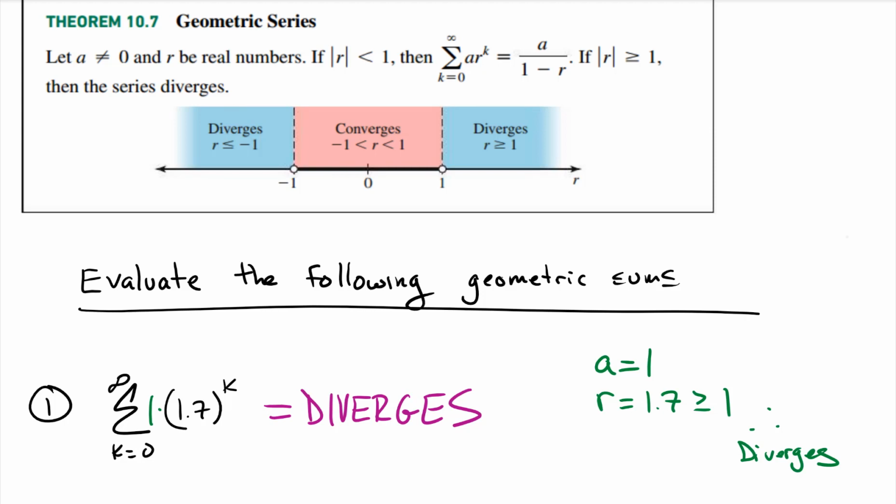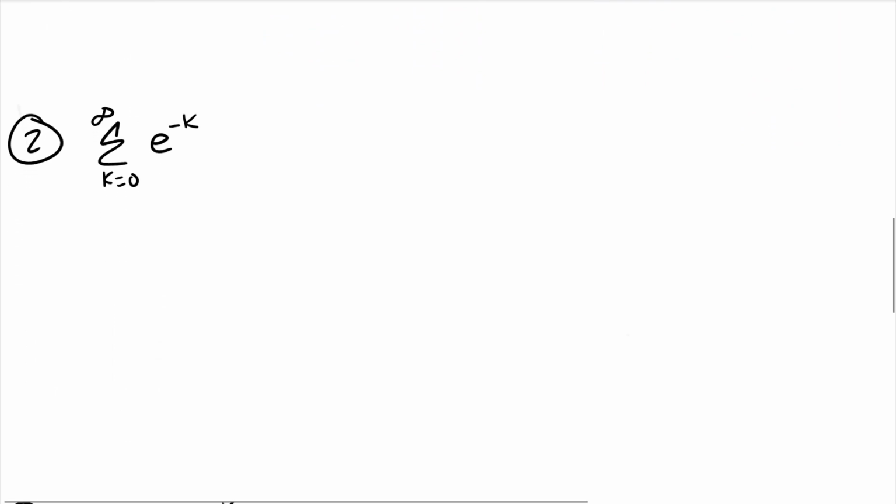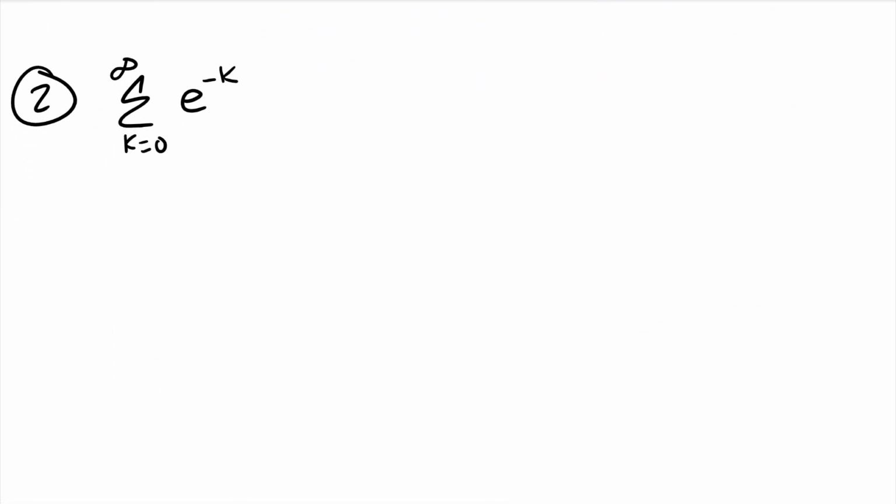All right, let's go to our next one. All right, there we go. So what's A? What's R? Well, hold on just a second. I do not like that negative exponent. That thing's bothering me. That's the trick to this problem.